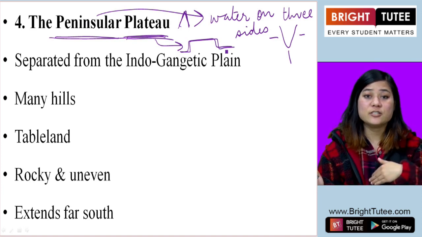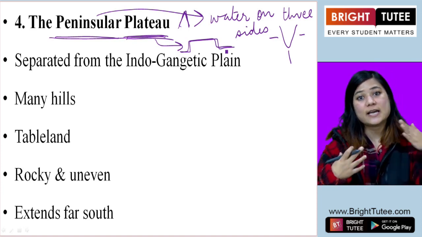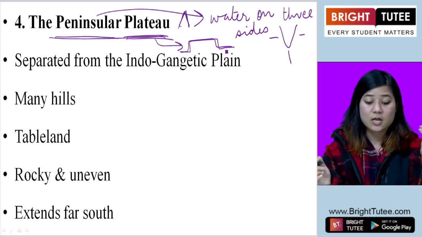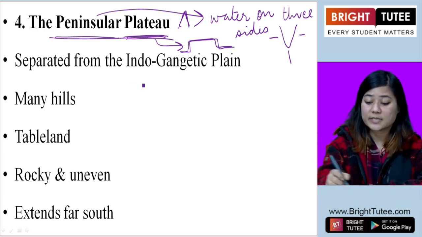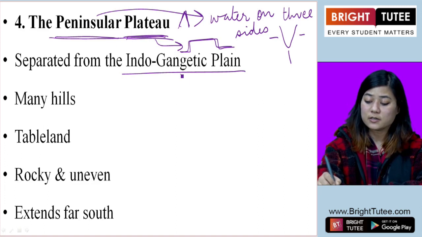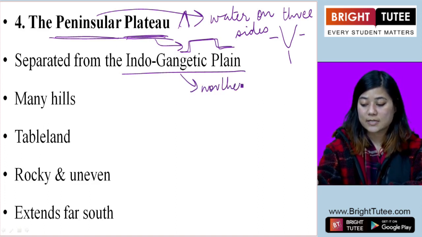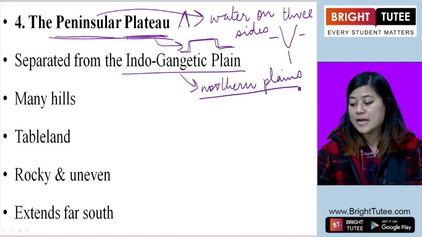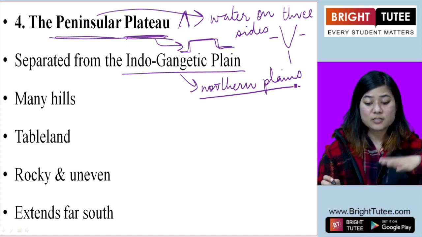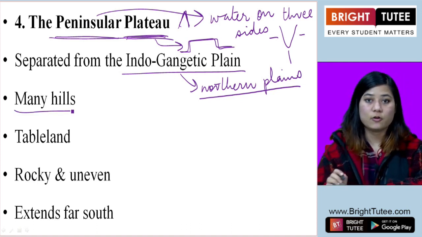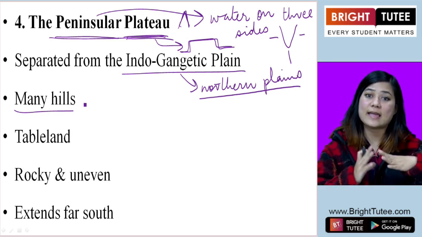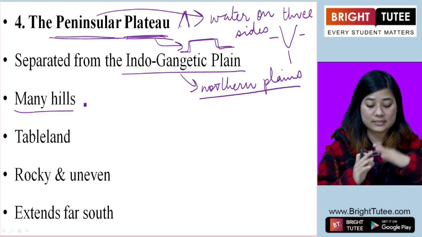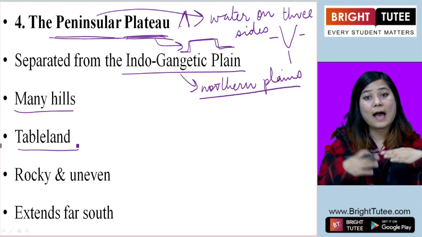Now this Peninsula Plateau, as we have already said, lies after the Great Northern Plains. The Peninsula Plateau is separated from the Indo-Gangetic Plain, or the Great Northern Plains, as we have studied in this lesson. The fertile northern plains, right? Now this Peninsula Plateau has many hills, and these hills are not as high as the Himalayas, but they are hills, and they also have tableland.